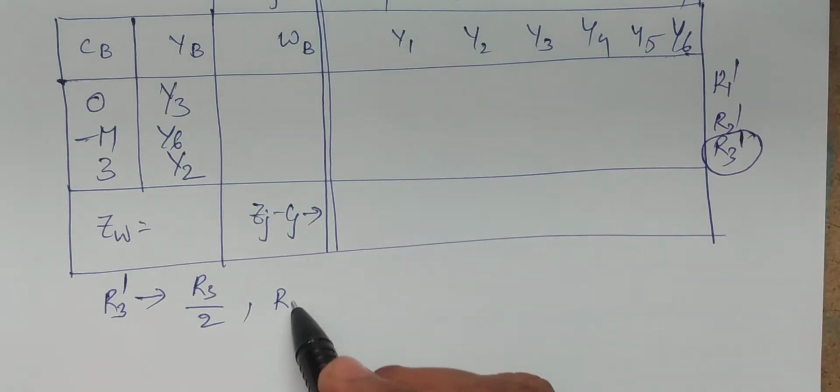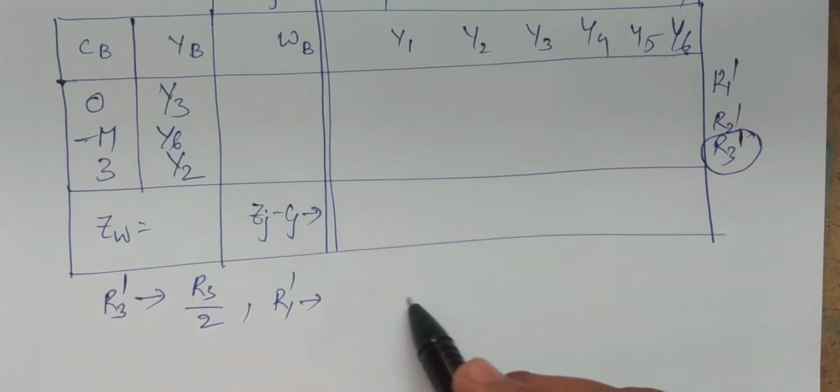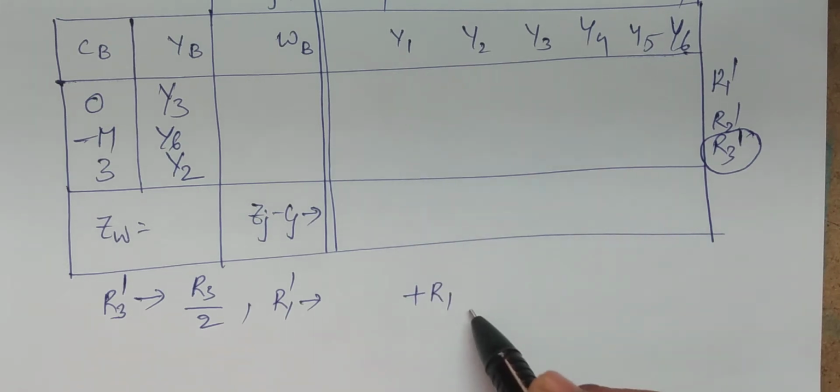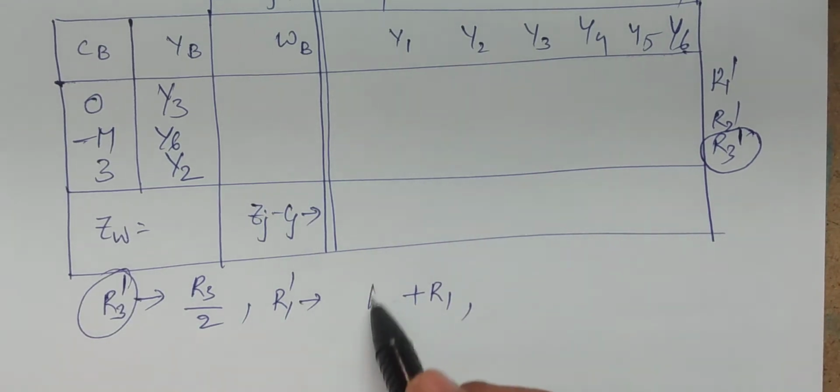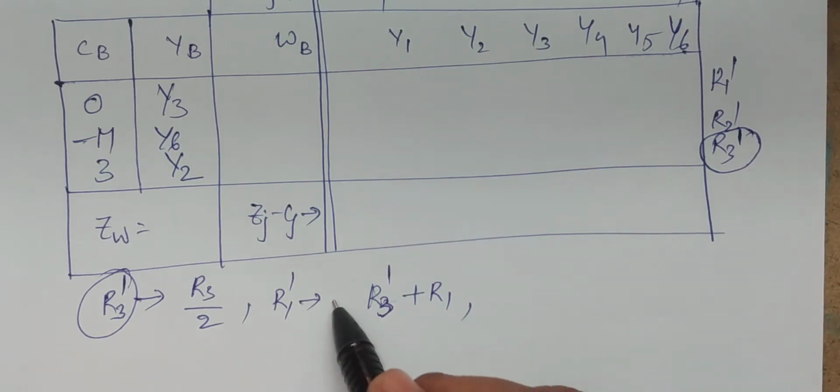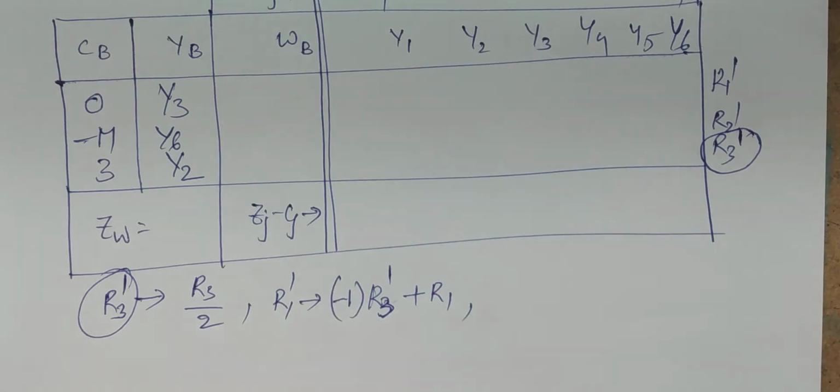And for R1 dash it is plus R1. I have indicated a number of times, you have to use R3 dash to multiply here. What is the element you have to convert to 0? It is 1. Therefore you multiply with minus 1. So minus 1 into R3 dash, which means minus R3 dash plus R1.